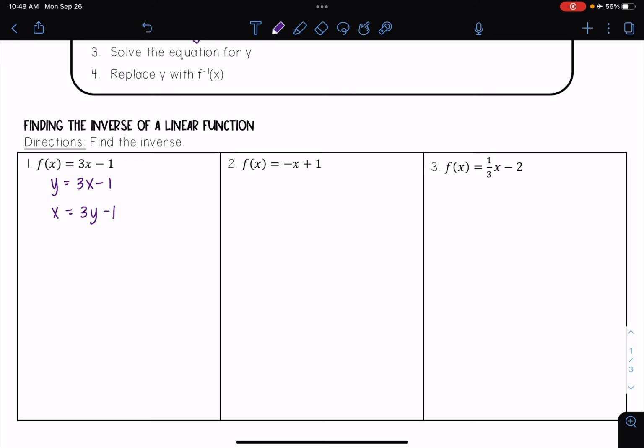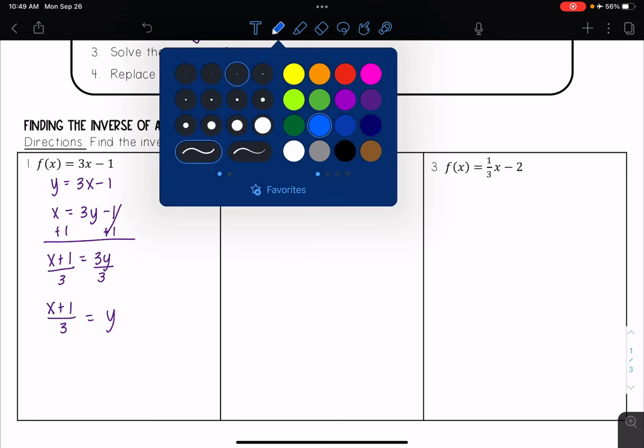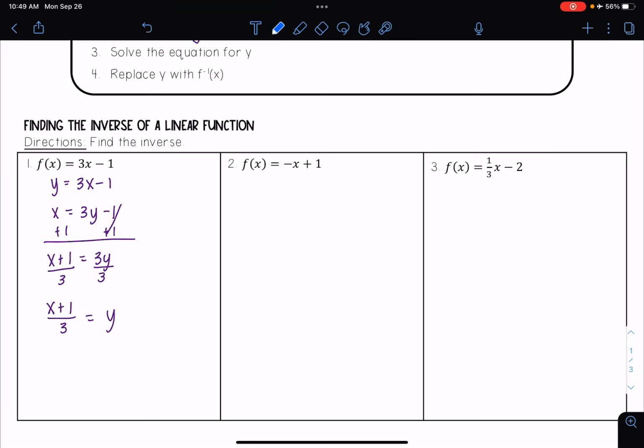And now I'm going to solve this equation for y. So I have this 3 with y and this minus 1. I want to first move my minus 1 over. So I get x plus 1 is equal to 3y. And then I'm going to divide everything by 3. So I get x plus 1 over 3 is equal to y. And then my last step is to replace y with f inverse of x. So this becomes that my f inverse of x is equal to x plus 1 over 3.